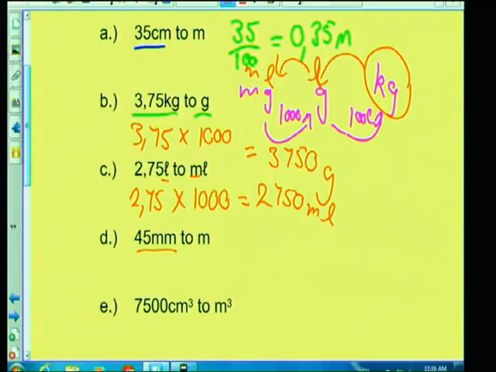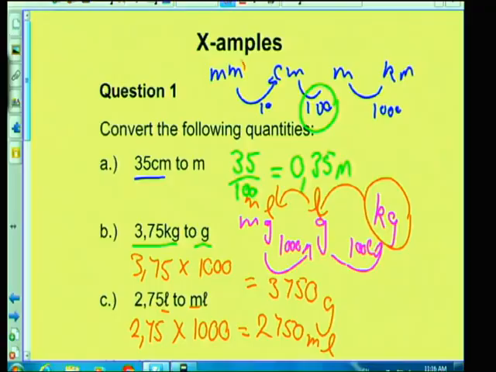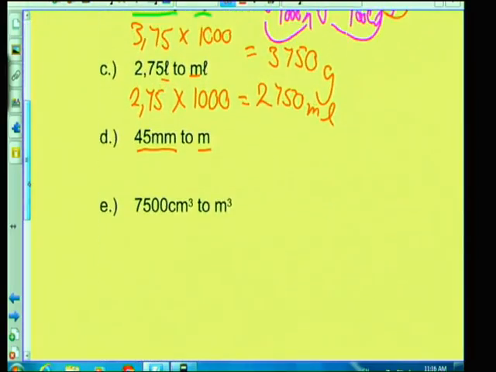45 milliliters to meters. Oh, the examiner's trying to be tricky here. 45 millimeters. Let's check where the millimeters are. There they are. And I want to go all the way to meters. What's the jump? It's a jump of 10, then a jump of 100. So 10 times 100 is 1,000. Skip out centimeters, and I'm going from millimeters, very small, to meters.